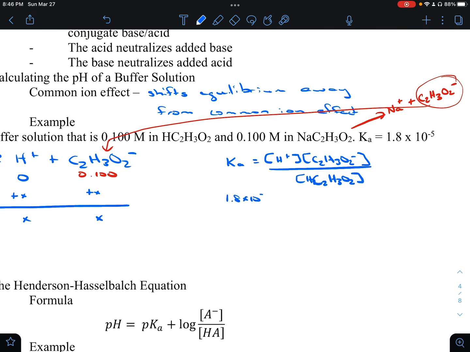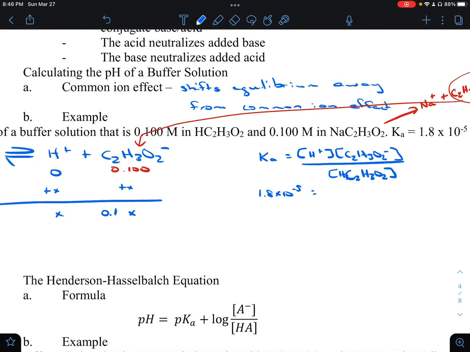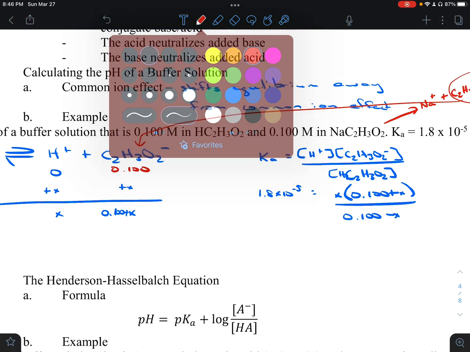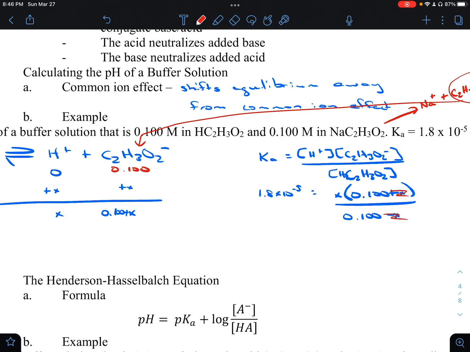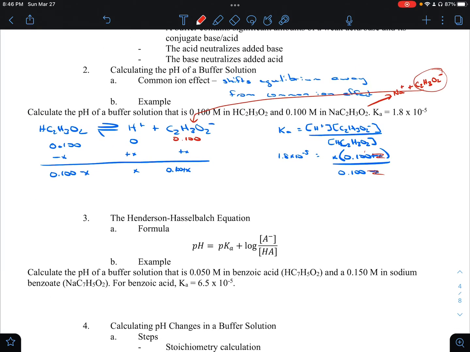Okay, now we're ready to plug it in. 1.8 times 10 to the negative fifth is equal to X times 0.100 plus X over 0.100 minus X. Looking at this, it's just the same as it has been. That minus X, that plus X are really small. So now look at this, the 0.1 and that 0.1 cancel out. So X in this case is going to be equal to 1.8 times 10 to the negative fifth, which is also our hydronium ion concentration.